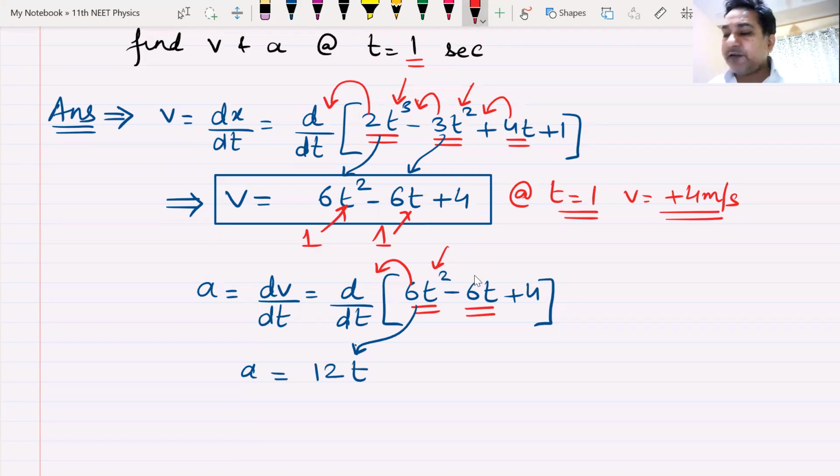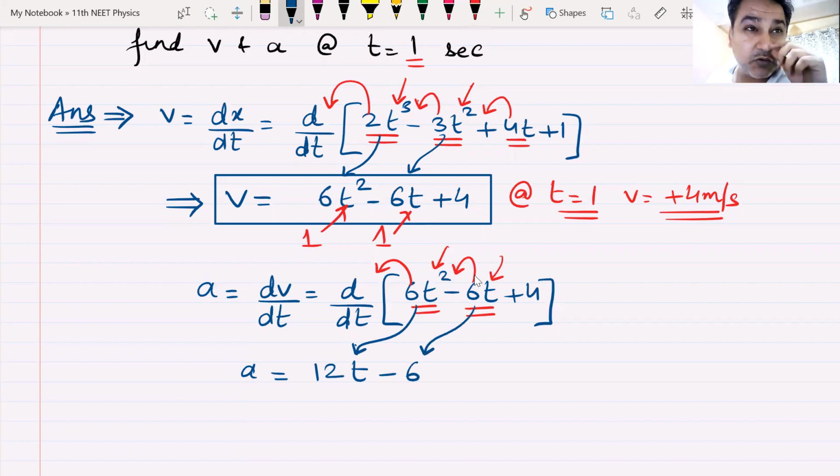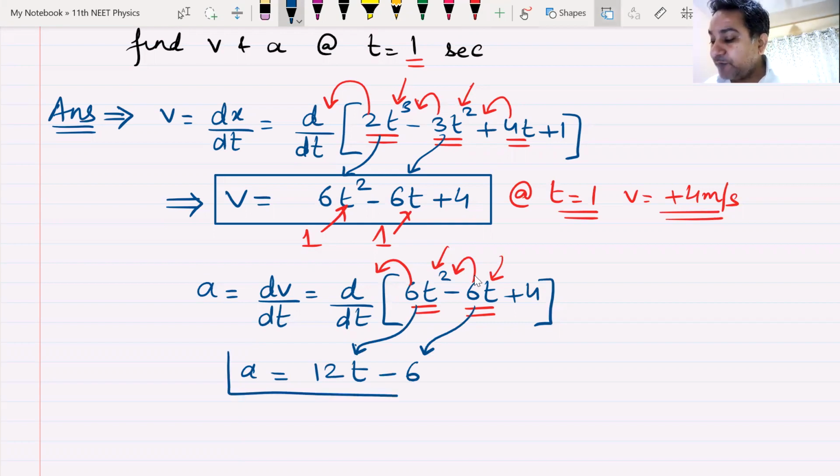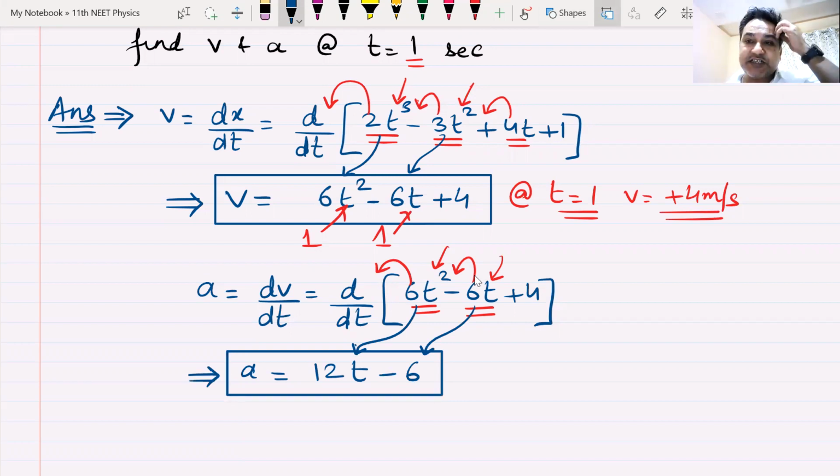Now I have to get the derivative of minus 6t. So minus 6 jumps out. Derivative of t is 1. So I get minus 6. This is the derivative of minus 6t. Plus 4 is a constant term. Derivative of plus 4 becomes 0. My acceleration becomes 12t minus 6.